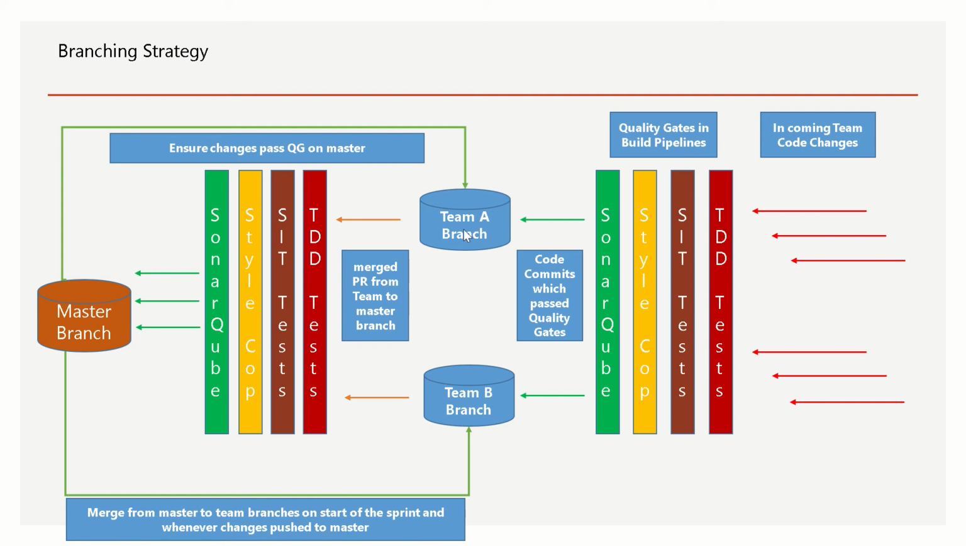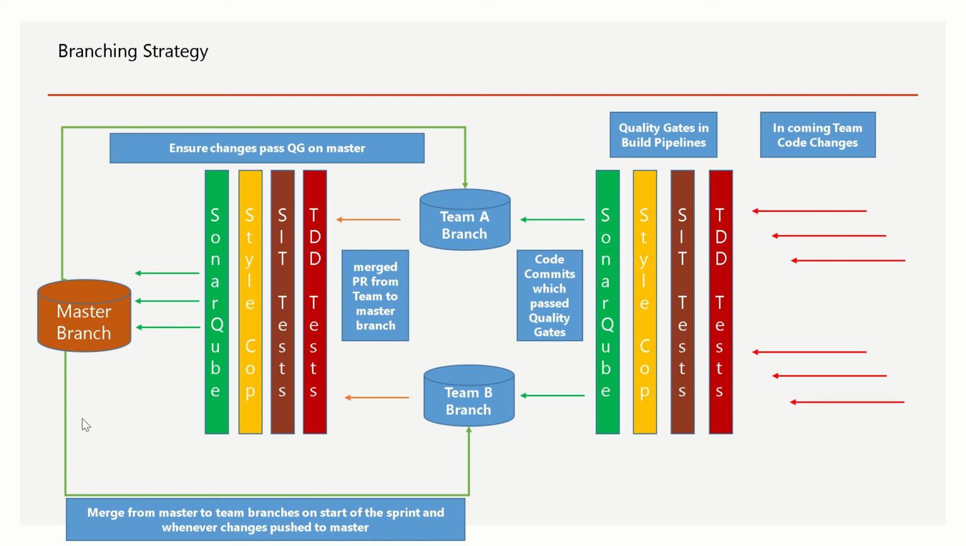All the team branches will be up to date with respect to the master branch, because this master branch contains the previous sprint's successfully released code changes or user stories which have been delivered. So on the start of every sprint, make it a mandate, not just a habit, to take a merge from master branch to the team branches in order to start the new sprint on these team branches.